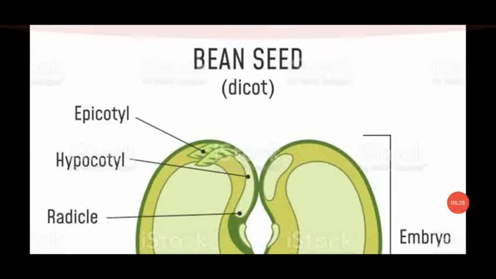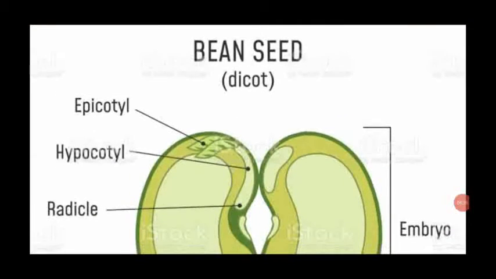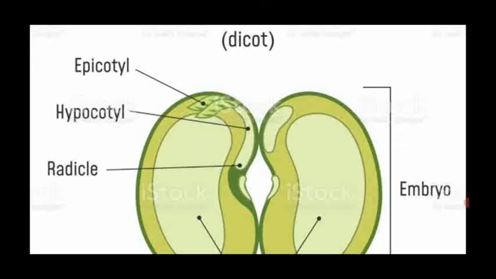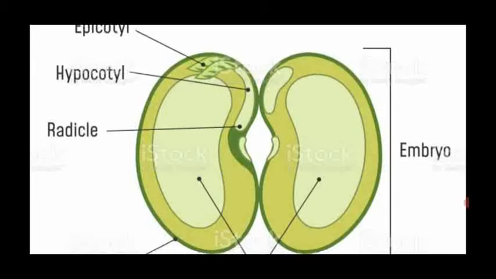So this is also another diagram of a bean seed, which is showing epicotyl and hypocotyl. So what is epicotyl and hypocotyl? Above the cotyledon is named as epicotyl. Below the cotyledon is named as hypocotyl.